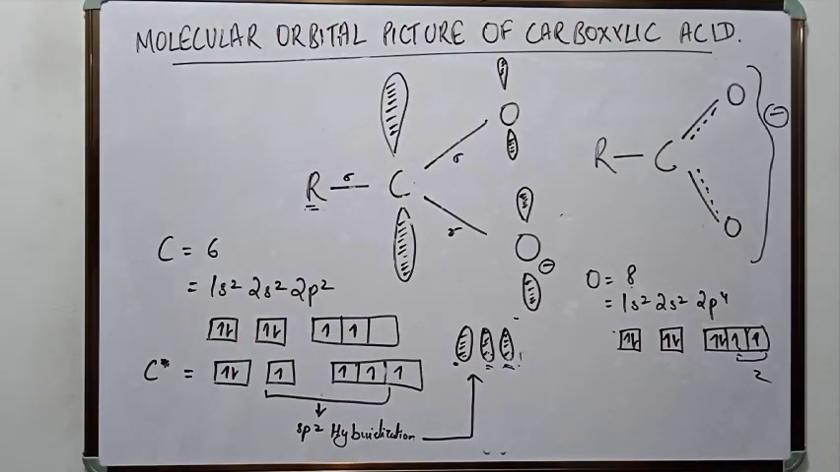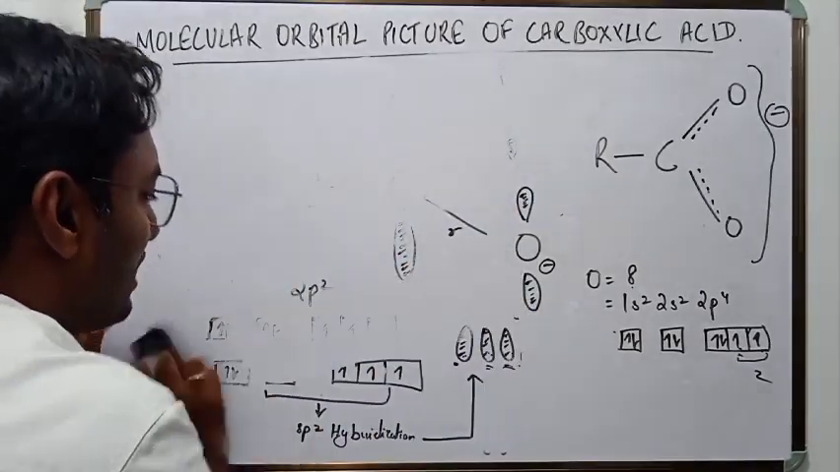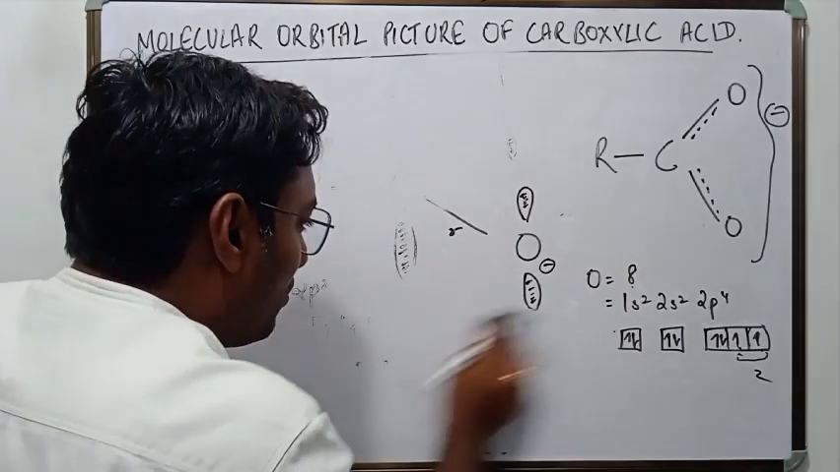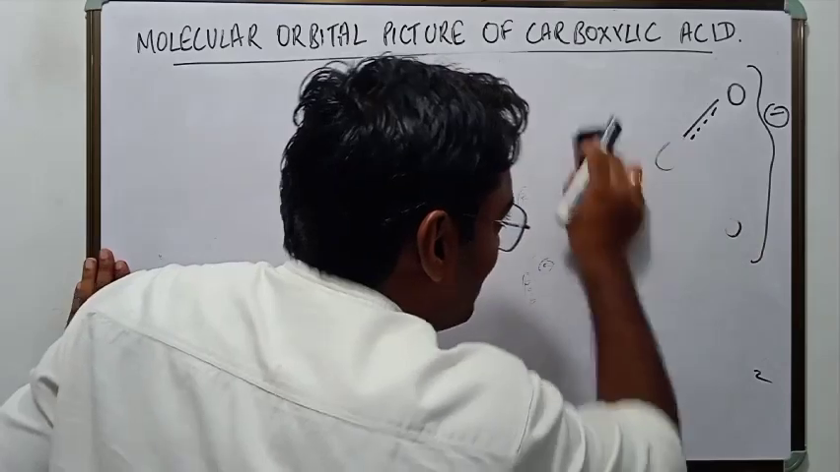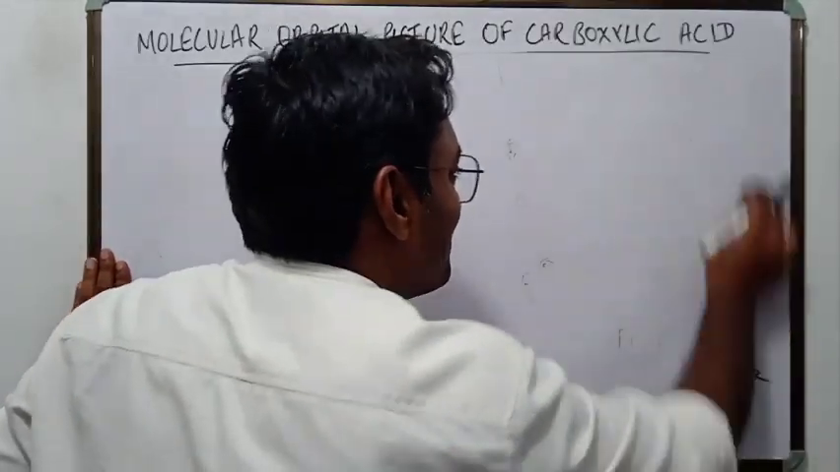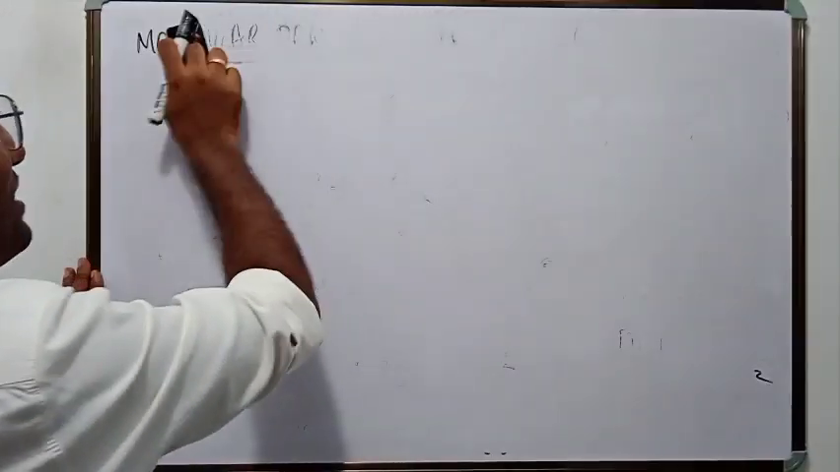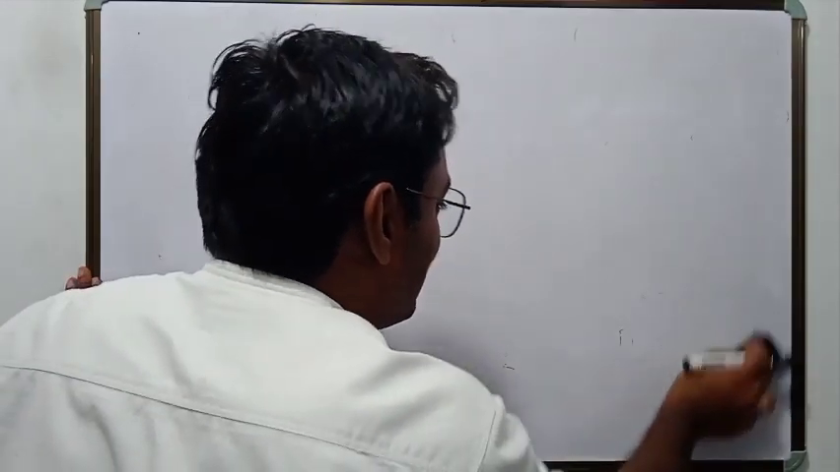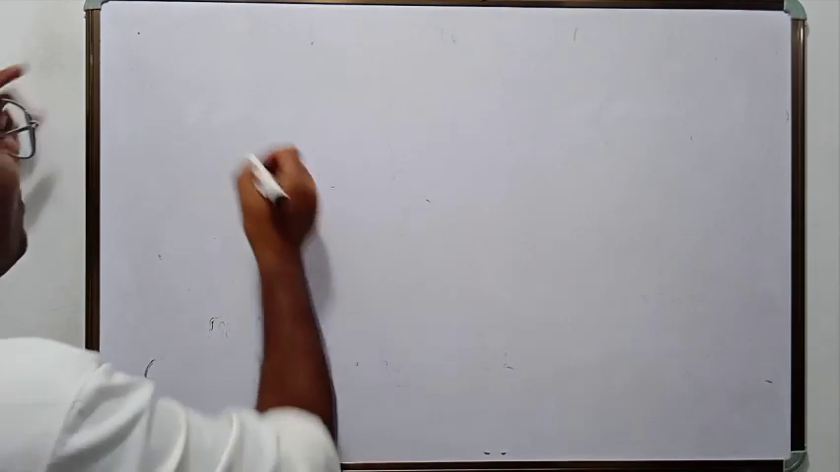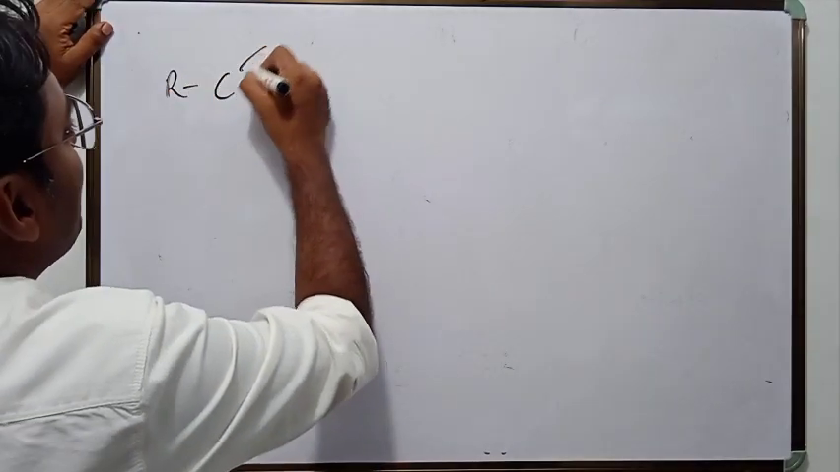Now, let us discuss the effect of substituents on the acidity of carboxylic acid. Give me some time to rub the board. Let me rub the heading also. Now this heading is not valid. Okay. Effect of substituents on acidity of carboxylic acid. Let me remind you that carboxylic acid is acidic in nature.